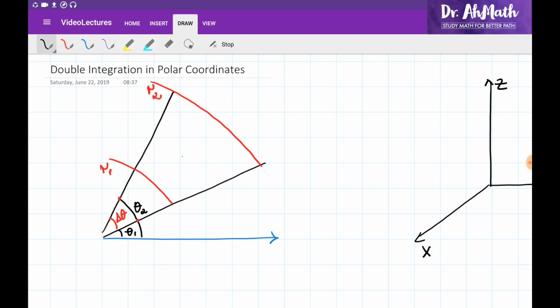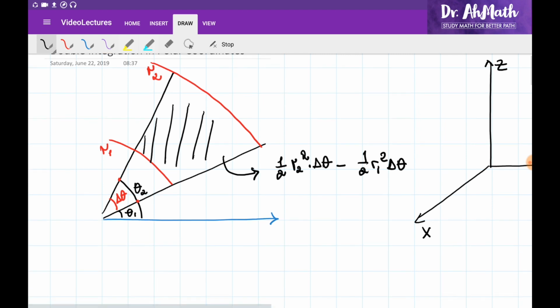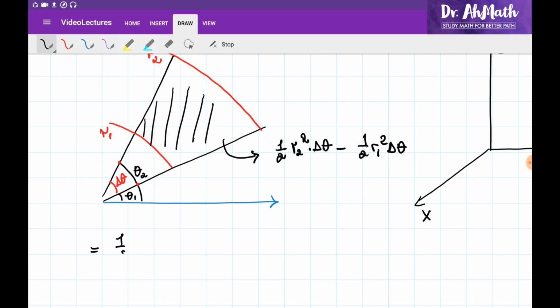In order to find the area here, I would find the area of a circular sector until r2, which would be 1 over 2 r2 squared multiplied by delta theta, and then I would find the area until r1. It would be 1 over 2 r1 squared multiplied by delta theta. Then I would just subtract them, and this would give me exactly this area. So I would take out 1 over 2 delta theta out of the brackets, and what I would have is r2 squared minus r1 squared, and we can rewrite this in the form of 1 over 2 times r1 plus r2 multiplied by r2 minus r1 multiplied by delta theta.